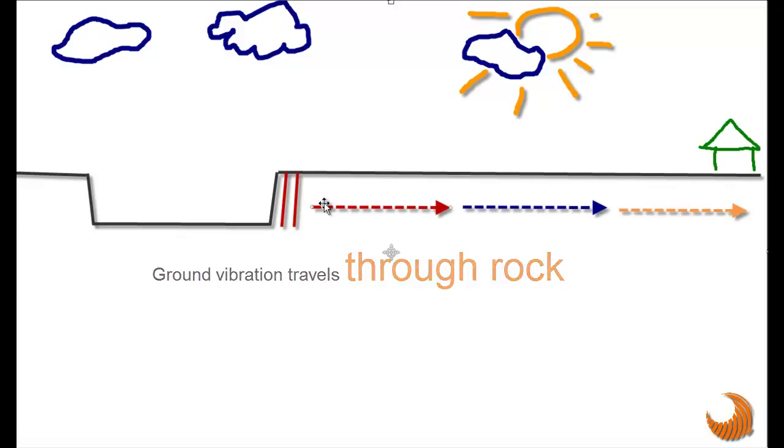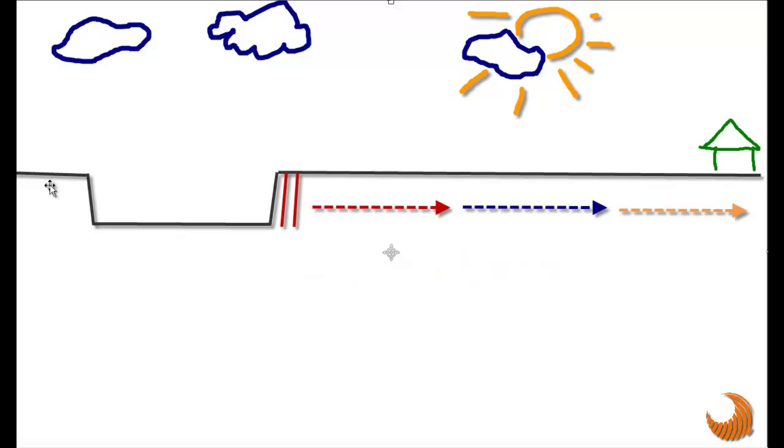Now there's a second way that energy escapes, and that is through what's called air overpressure. Let's move over to the other side of the pit here. For illustration purposes, we've got our explosive columns right here. But now, while the ground vibration is going back in this direction, there is another escaping form of energy that goes in the opposite direction.